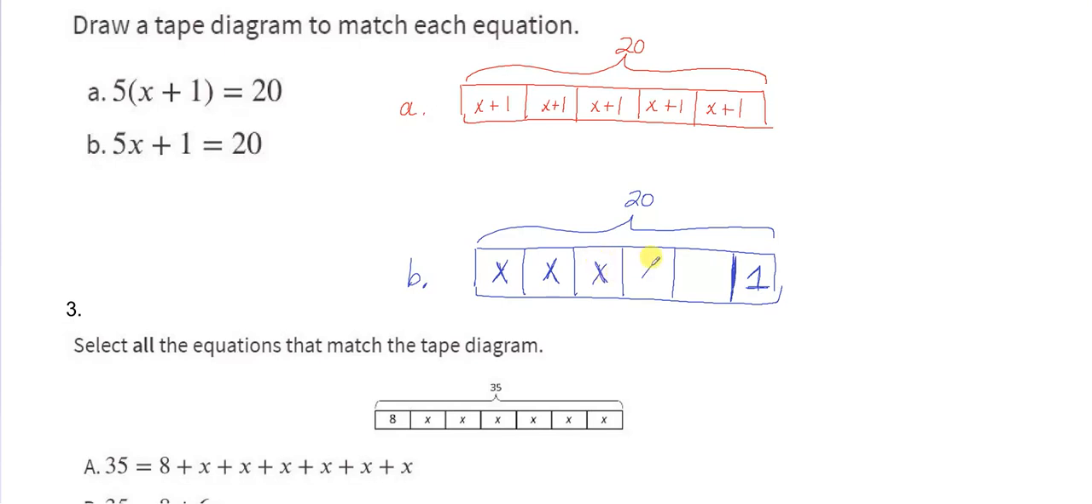Now I didn't mean for my x's to be similar in size to the 1. I don't know what their size is off the top of my head, but I know that there's 5 equal ones, and adding 1 to it gives me a total of 20. That's what this one is saying. This one is totally different: 5 groups of x plus 1. Different problem, different solution. Okay? It does not say to solve it, so you don't have to tell me what x equals. You just have to draw a tape diagram that matches the equation given. And that's what we have done.